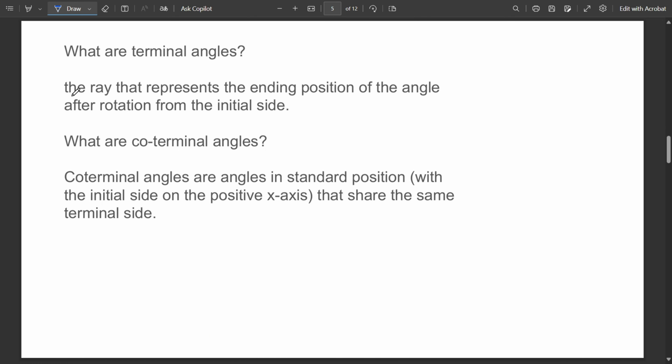What are terminal angles? The ray that represents the ending position of an angle after rotation from the initial side. And also, what are coterminal angles? Coterminal angles are angles in standard position with the initial side on the positive axis that share the same terminal side. So this is our initial side, and after rotation this is called our terminal angle. And for coterminal angles, this is our initial side, and this is our terminal side, right?